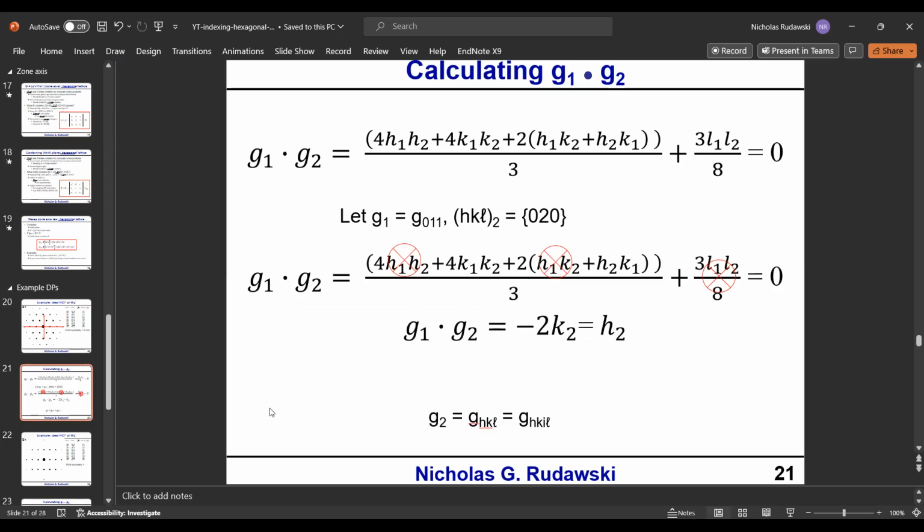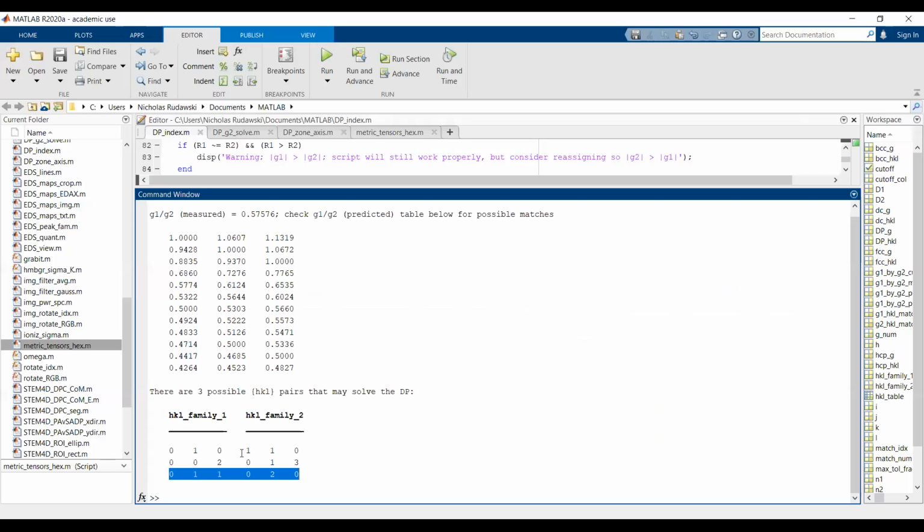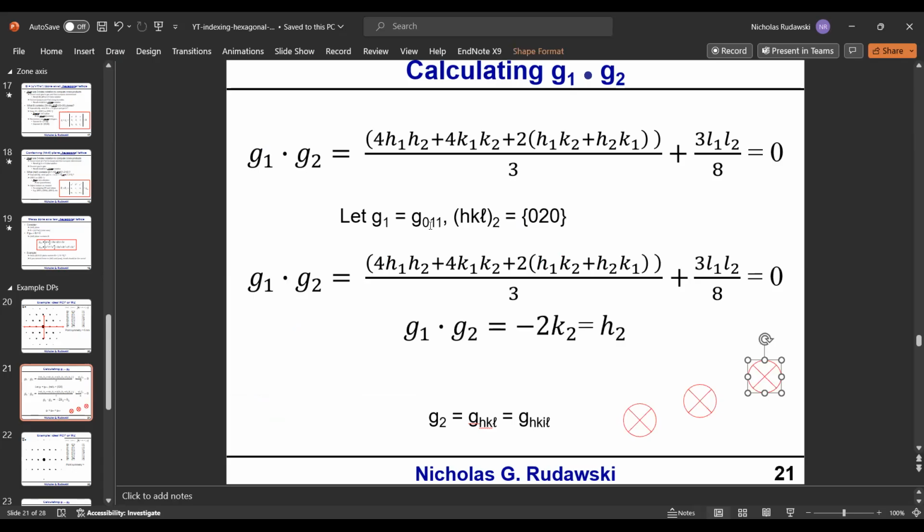So let me go ahead and move this back, and this back, and this back. So we have 0, 1, 0 and 1, 1, 0 as the two families. For purposes of simplicity, let's make G1 be 1, 0, 0, because that will be equivalent. So we'll make this be 1, 0, 0. Then we'll go ahead and plug in for the rest of this.